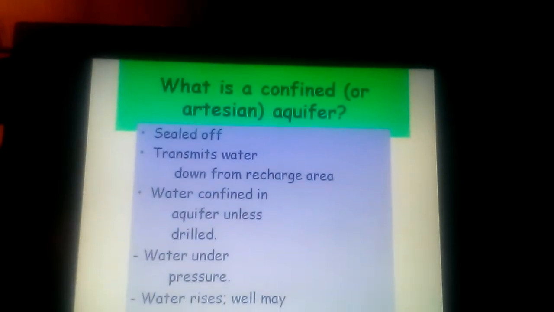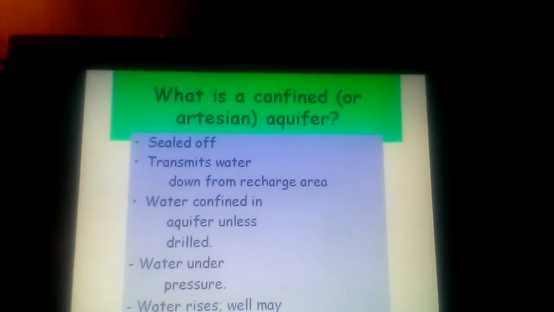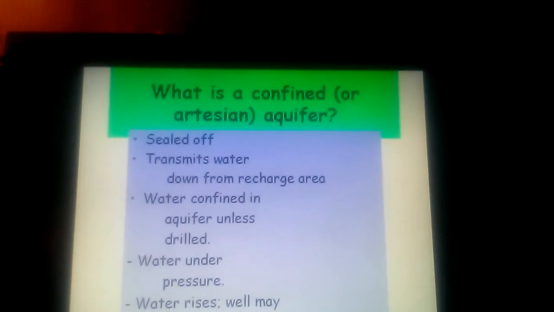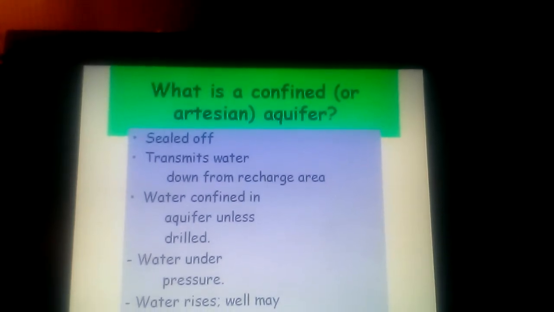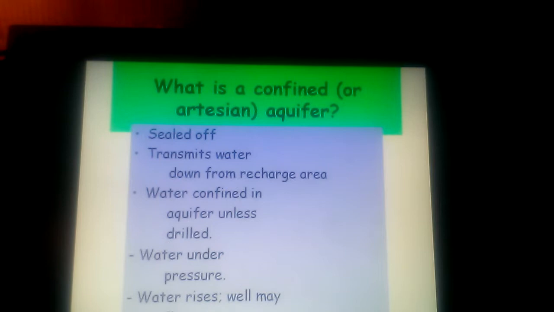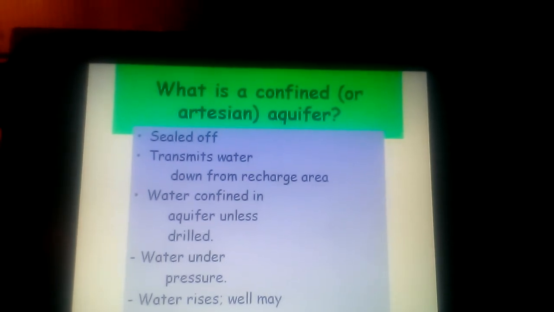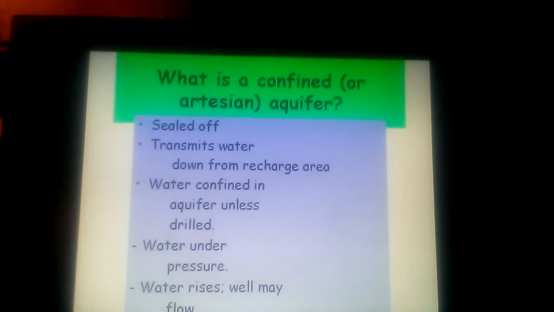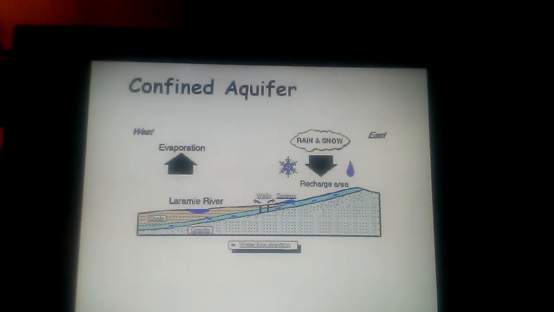Now, the other alternative would be a confined aquifer, and that's what we use artesian wells for. They're sealed at the top. They transmit water from a certain location, like the top of a mountain, as we did in our diagrams on our worksheet. And they're confined and under pressure. So if you drill into them, water will flow to the surface naturally. So this would be a confined aquifer.